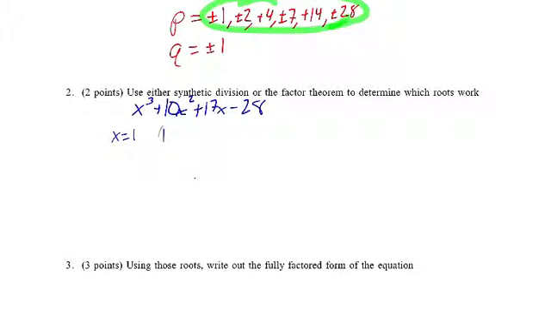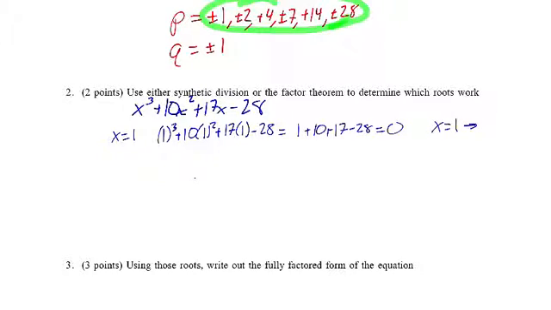So we'll do 1 to the third plus 10 times 1 squared plus 17 times 1 minus 28. So cleaning that up a little bit, we end up with 1 plus 10 plus 17 minus 28. And when we combine all that, we end up with 0. So x equals 1 does work. So we got x equals 1, which as a factor, we would write as x minus 1.